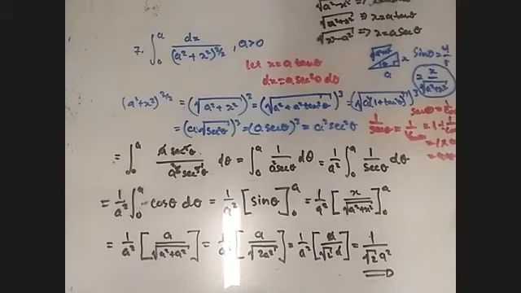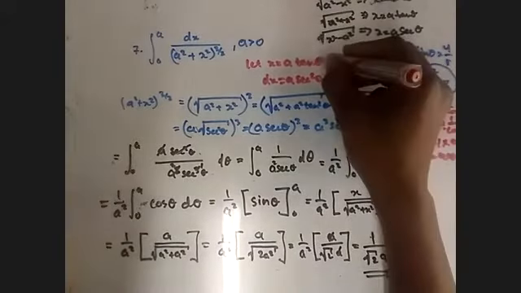Isn't x equals a tan theta? No, it's not tan 0, it's tan theta. Remember that our a cannot be equal to 0. Our a is strictly greater than 0. There is a theta sign. There is theta.